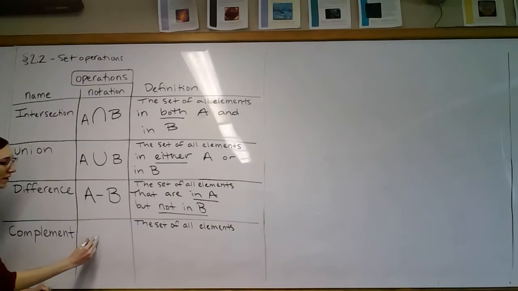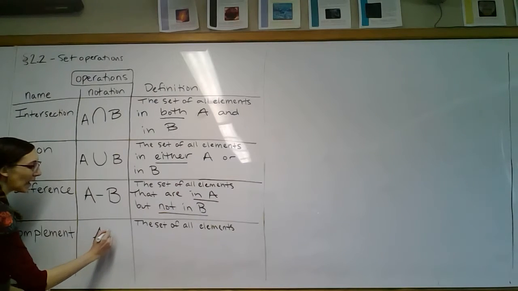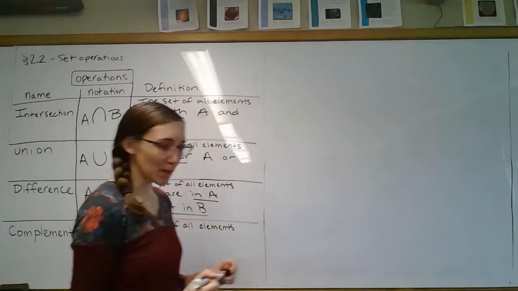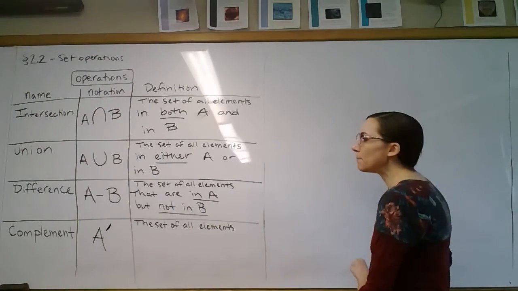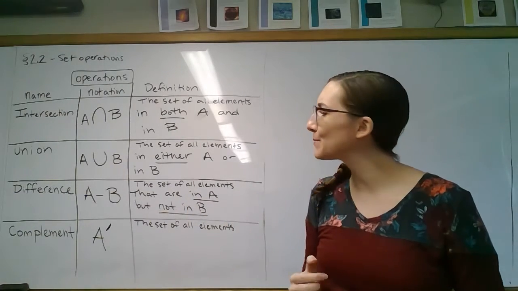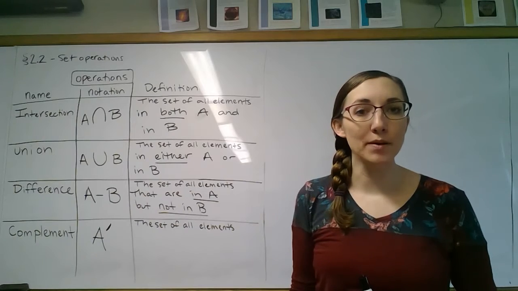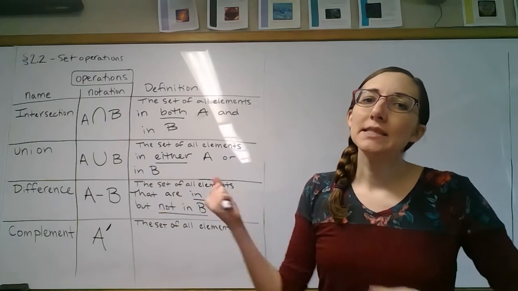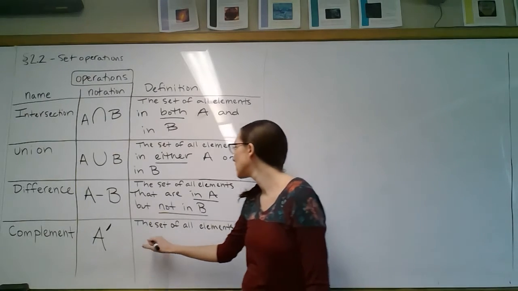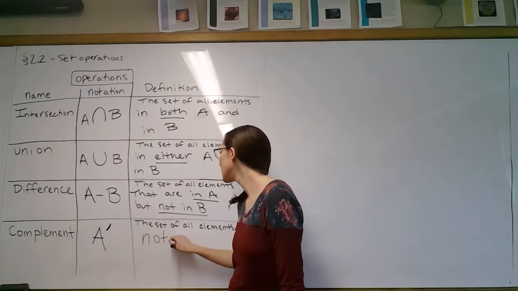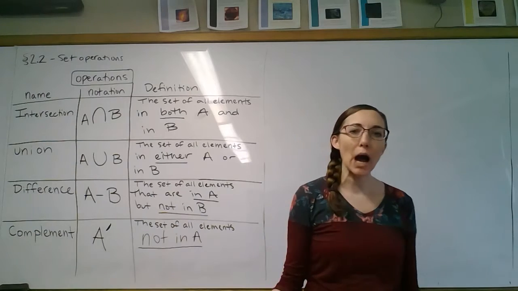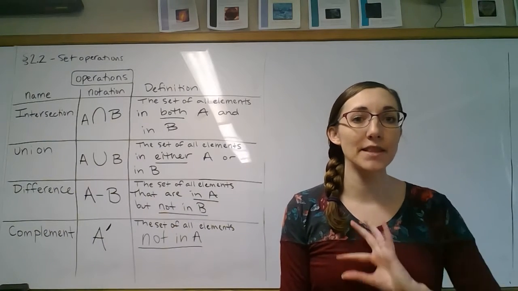A complement is for a single set, and the notation we use is called a prime, but it's sort of like an apostrophe or like a comma to the sky, if you will. So we read that as A complement. The set of the A complement is the set of all elements not in A. So it's the opposite of the set A. It's everything opposite of it.